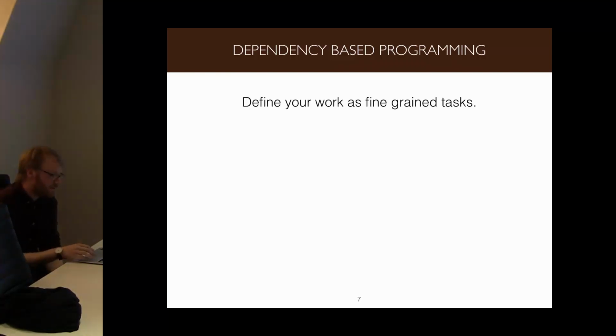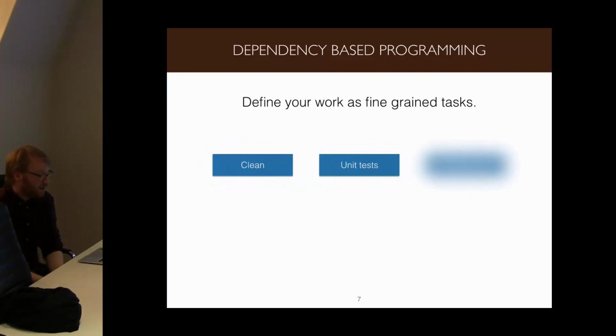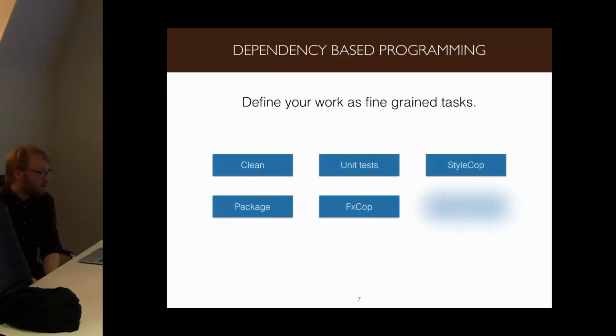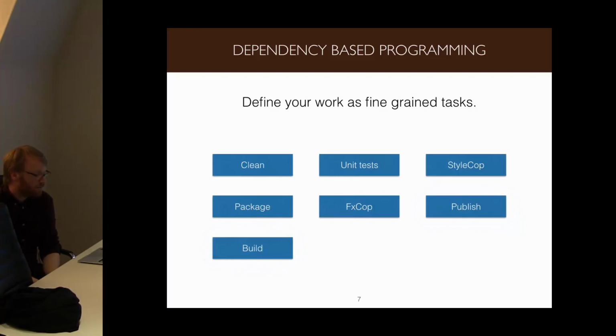Okay, so dependency-based programming. When you write a build script normally, regardless if you use MSBuild or NAnt or Rake or FAKE or anything, you define your work as fine-grained tasks. So you have these little units that do only one thing, and it does it really well. It might be clean up stuff, or run unit tests, or StyleCop, or package stuff, or static analysis, publish files to NuGet or some kind of build repository, and of course build your software.